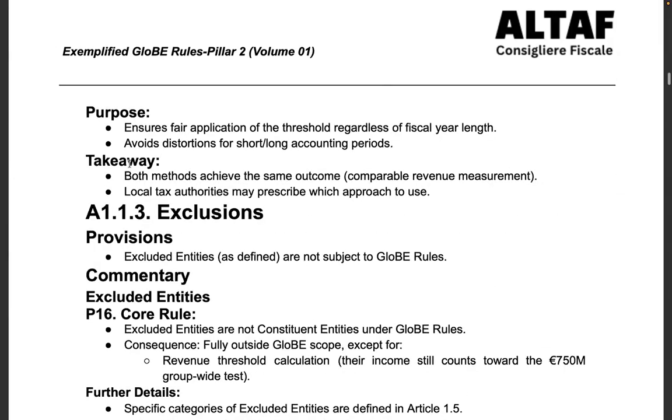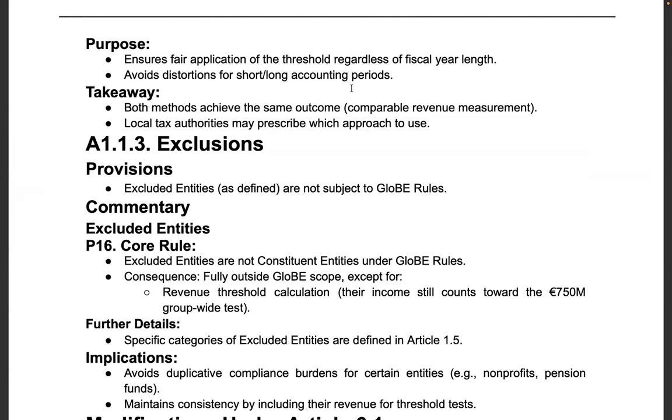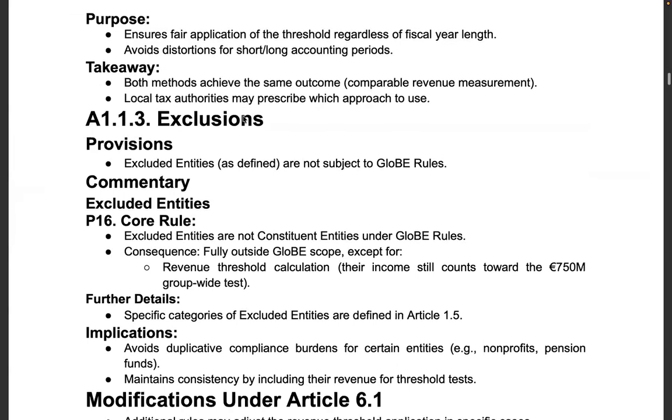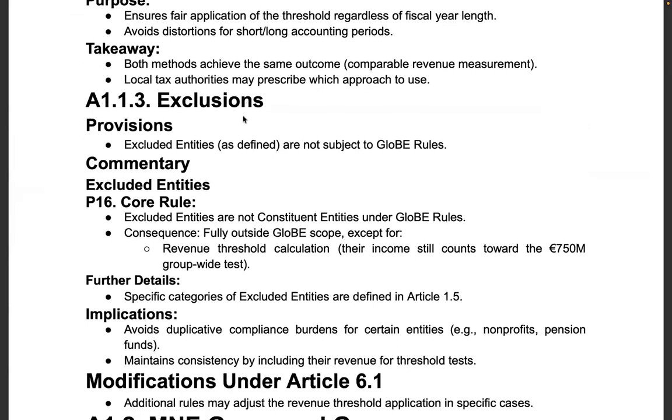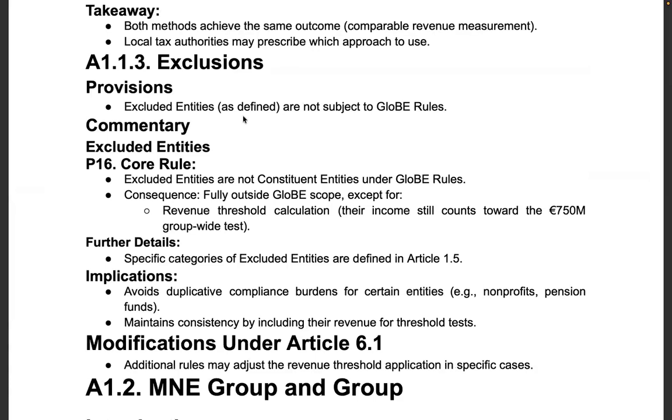Now, what was the purpose? It ensures fair application of the threshold. Obviously, because the whole idea was to consider annual consolidated turnover. But if it is not annual, then we should annualize it. So we should normalize it. That's why we make these kinds of adjustments. Both methods achieve the same outcome. Local tax authorities may prescribe which approach to use. So it's the local authority that can prescribe.